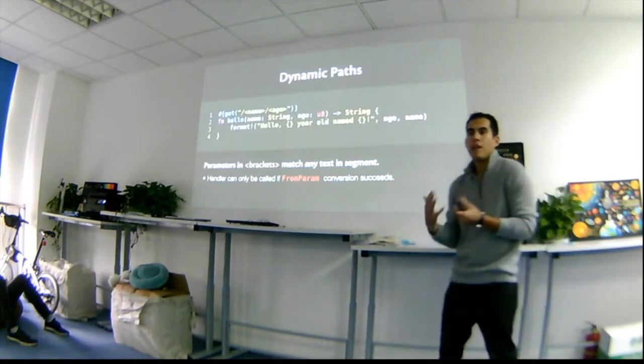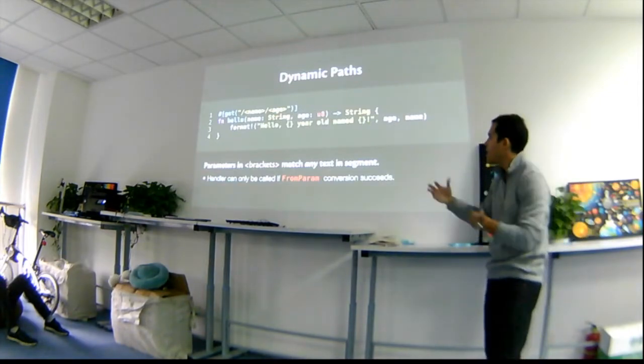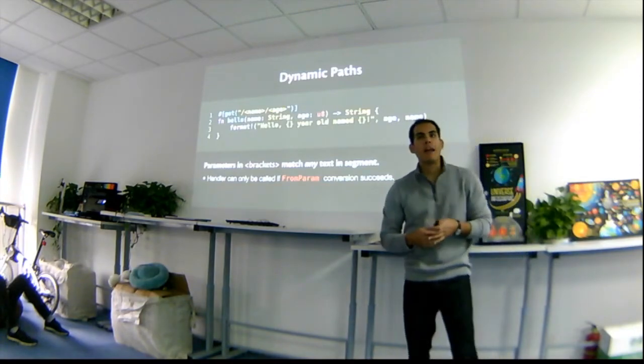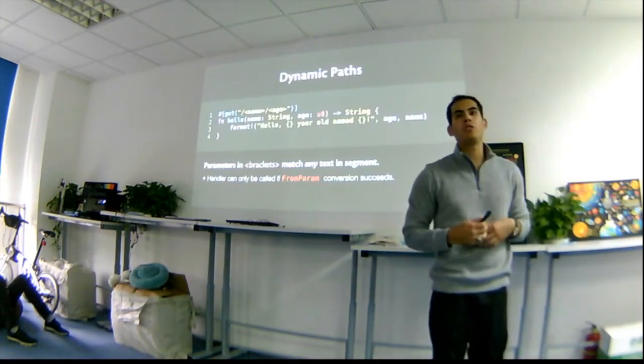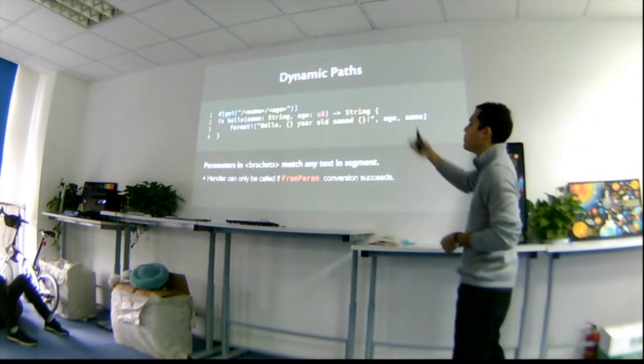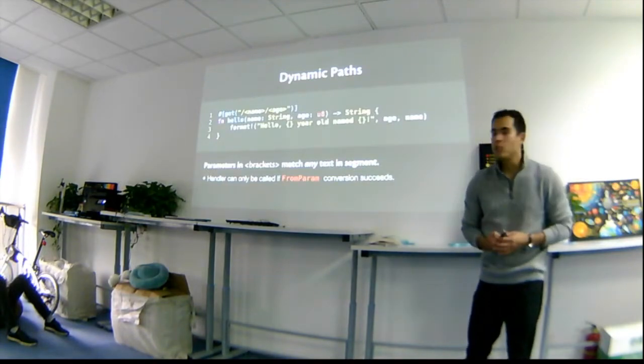Right? So if name is a string, it'll always be a string as long as it's valid UTF-8, then it'll just keep going. But age, not all strings are 8-bit integers. So only the strings that are actually 8-bit integers will be parsed as an age and will be passed into this function. Otherwise, Rocket can't even call your function.